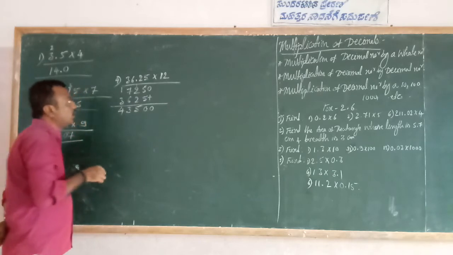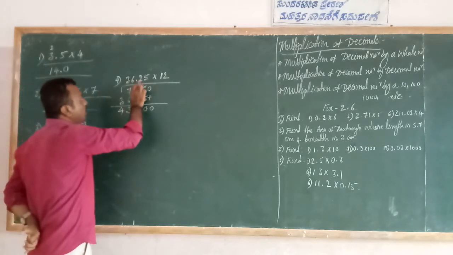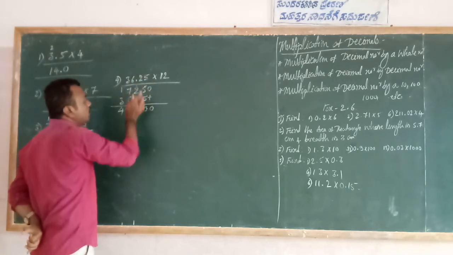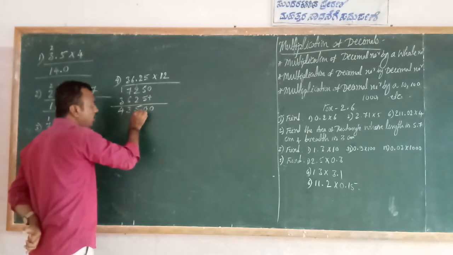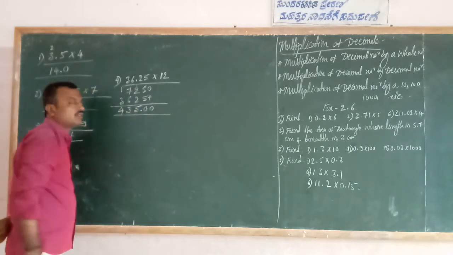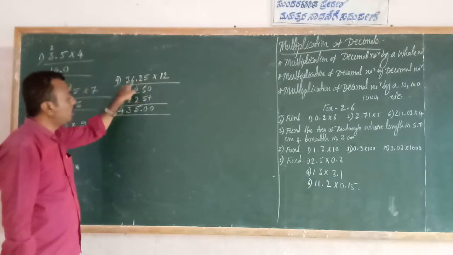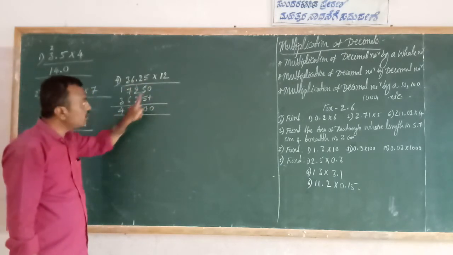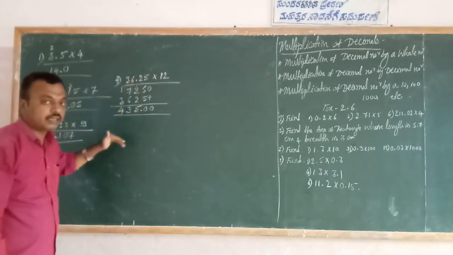Now after that, we can put the point in the product. Point after how many digits is there? 2 digits. That's why we put the point 2 digits from the right side. Now 435.00 is the answer. If you know the 12 table, you only have to multiply directly. Otherwise, you multiply by 2 first and by 1 next. Then you should add it.